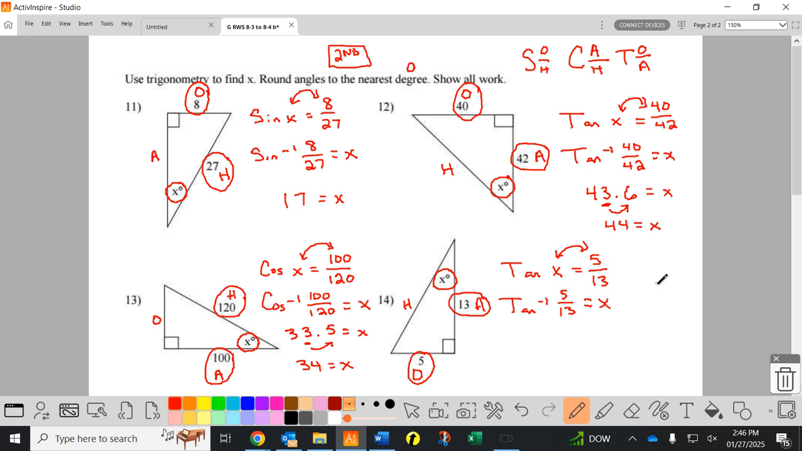Okay, to type that, clear it out, it's going to be 5 fraction button 13 second tangent equals. Now that one just rounds off. So 5 fraction button 13 second tangent equals. That's going to put you at 21 equals x. 21. So that's going to be 21 degrees for that angle.